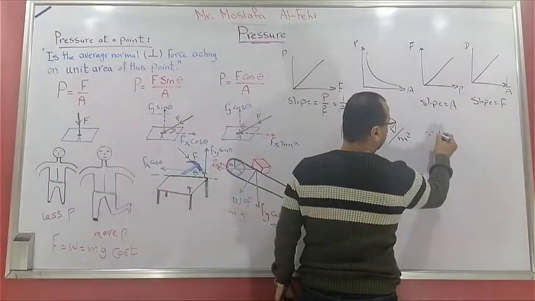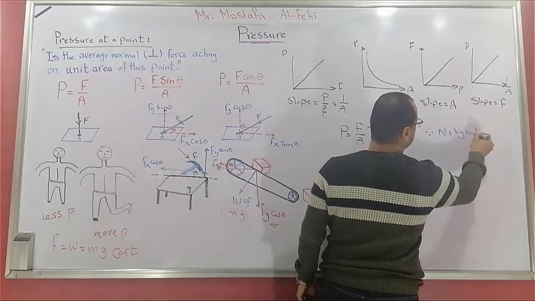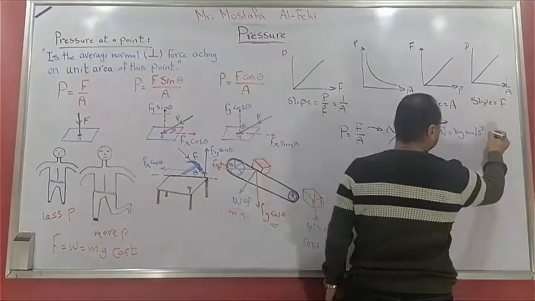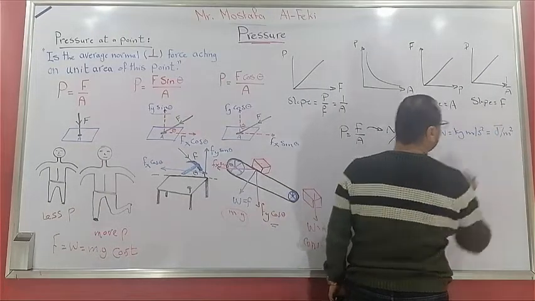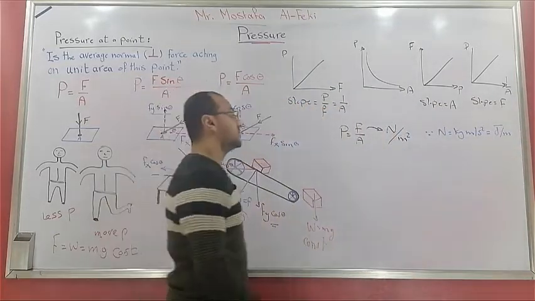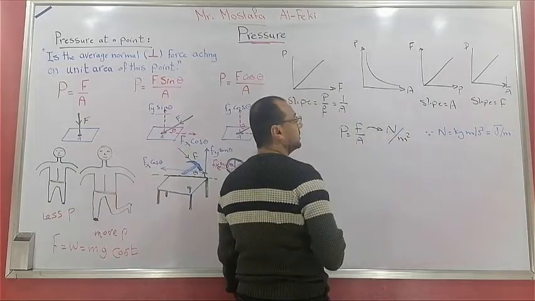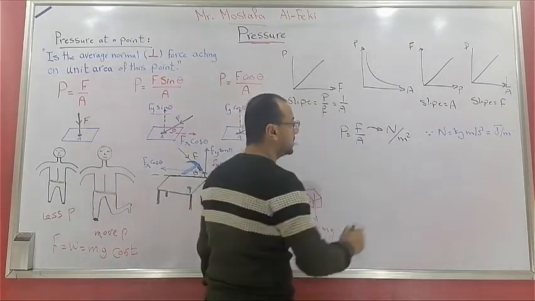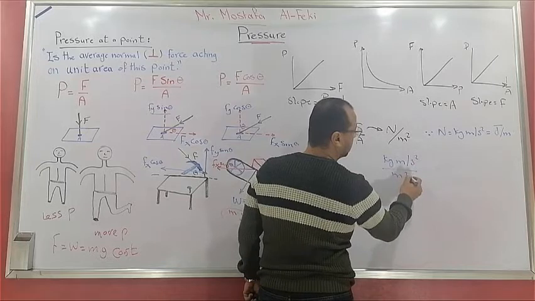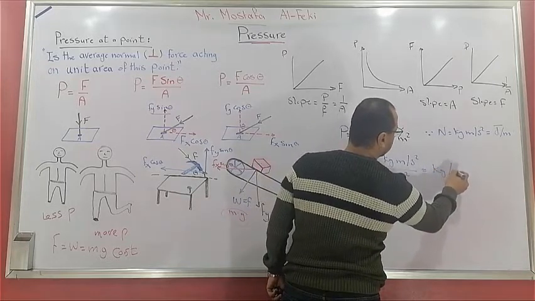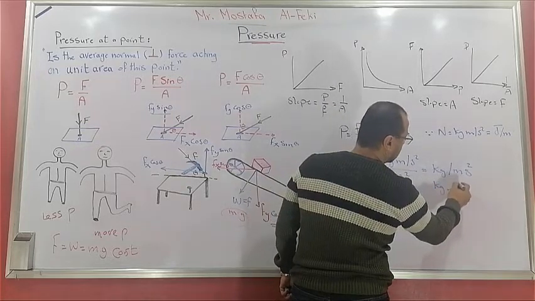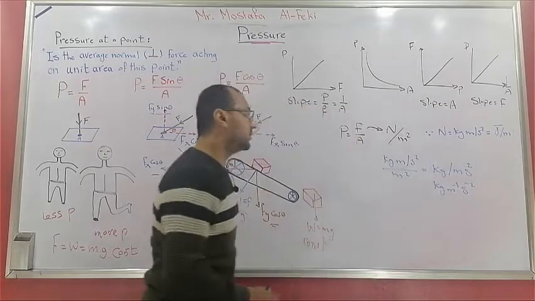There is another unit for the pressure. Since Newton equals kilogram meter per second squared, and we know that Newton meter equals joule, Newton equals joule per meter. By substituting this unit in the basic unit of pressure, kilogram meter per second squared divided by meter squared equals kilogram per meter second squared, which can be written as kilogram meter negative 1 second negative 2.